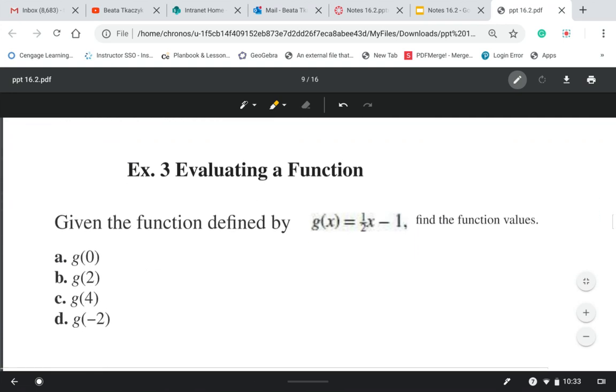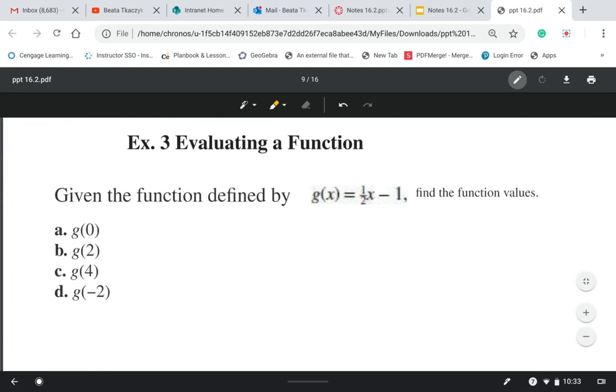Okay, so we're going to do a couple examples, A, B, C, D. We're going to practice how to evaluate the function. Don't forget that the meaning of evaluating the function means finding the y value for the specific input. Okay, so let's do this problem together.